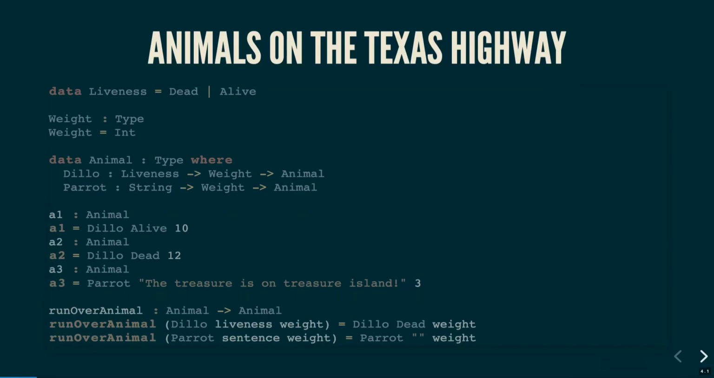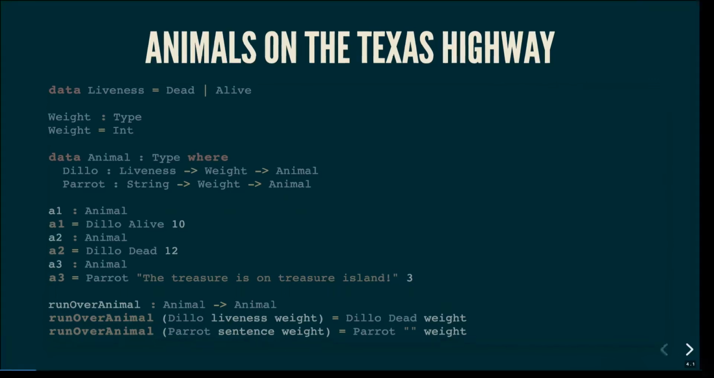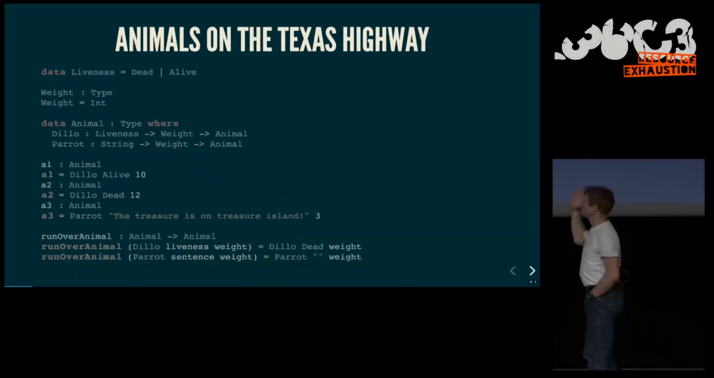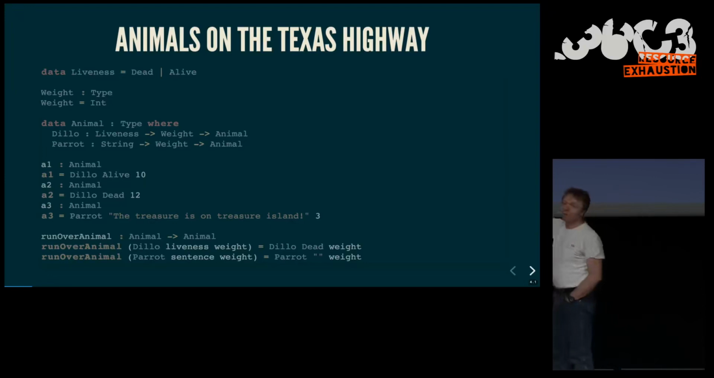And for a parrot, there's a string. Every parrot speaks, right? So it's the sentence the parrot says, and also the weight, and it also produces an animal. And up there you can see the definition of Weight is, for simplicity's sake, I'm saying that weight is a type. That's kind of unusual for Idris, but you don't have to worry about it. You can see there, Weight is just the same thing as an integer.